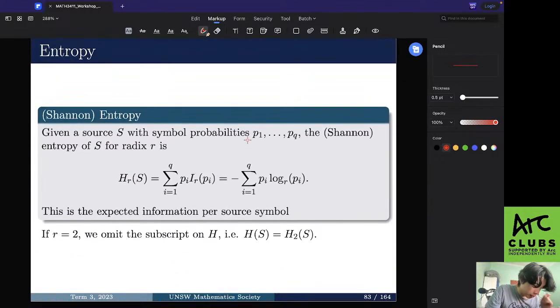And usually we work in base 2 in our case, we use the radix 2. So if R is equal to 2, then you might see an H without any subscripts or number below, and that means that we have radix 2.